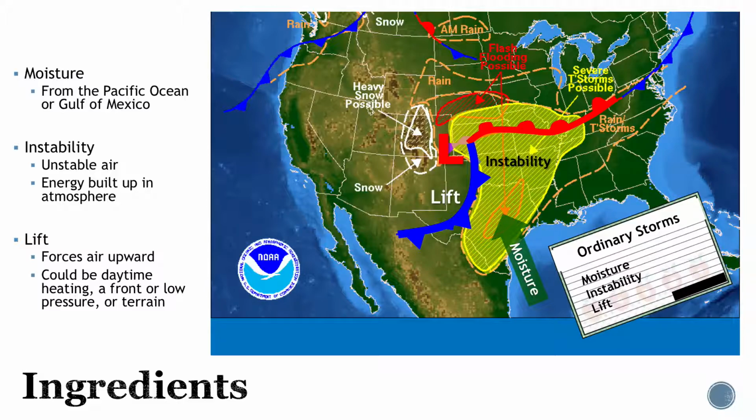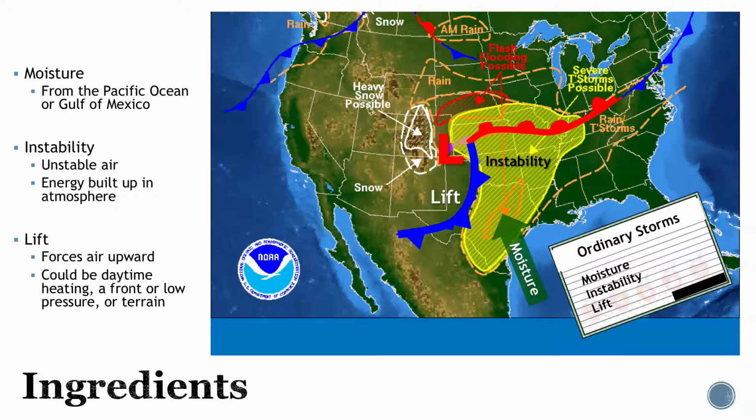So for the southern United States, a lot of our moisture comes either from the Gulf of Mexico, up over Texas in to New Mexico, or from the Pacific Ocean, depending on the wind and what direction that moisture is being pumped in from. For instability, that's just a fancy term for unstable air, basically the energy built up in the atmosphere. Heat can do that, different wind shear and different components around low pressure systems can build up instability.